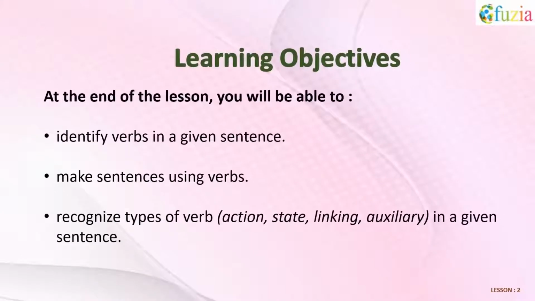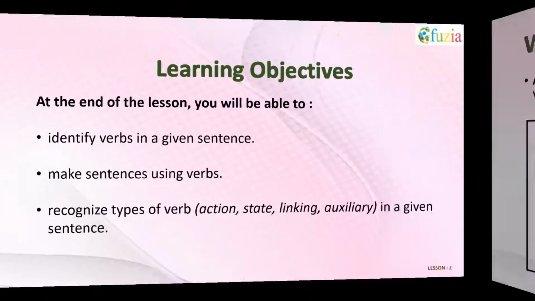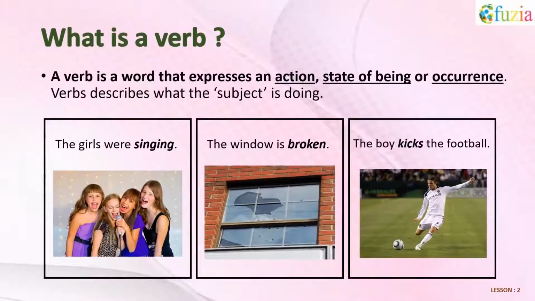But before we move on, let us quickly know the learning objectives of this well-planned lesson. At the end of the lesson, you will be able to identify verbs in a given sentence, make sentences using verbs, recognize types of verb, action, state, linking, auxiliary in a given sentence. So let us first define verb. We'll try to explain each topic through various examples and visuals so that you can understand each topic clearly and also retain it forever.